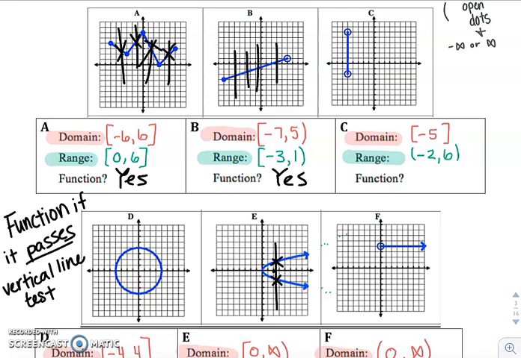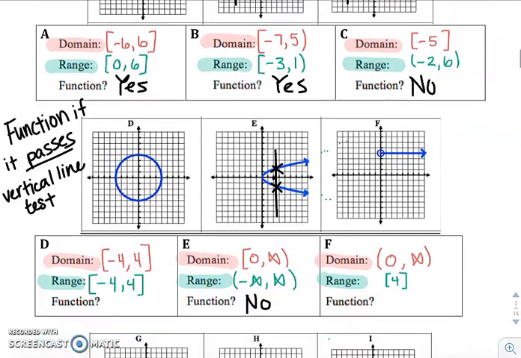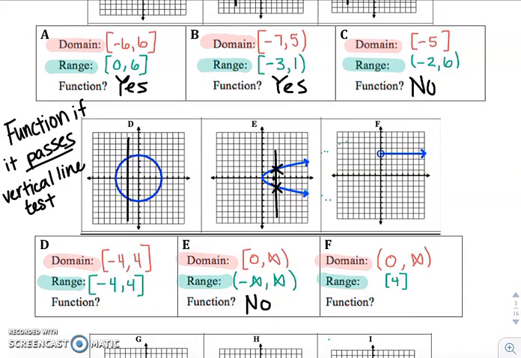Letter C is a little tricky. So it actually is a vertical line. But what that means is if you draw a line on top of it, it hits an infinite number of times on that graph. So this one would not be a function because that x value of -5 has a lot of y values that it shares. Letter D, draw a vertical line, hits twice, doesn't pass. That guy would not be a function.